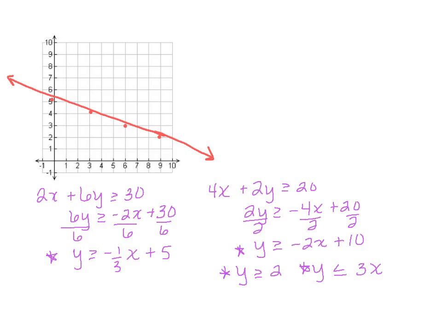Next, let's graph y is greater than or equal to negative 2x plus 10. So we'll go up to 10. And we'll go down 2 to the right 1. Again, another nice straight line. We have to graph y is greater than or equal to 2. So again, when we have y equals a number, it's a horizontal line at that number. And again, we want bigger than that. So far we're kind of in the top right area.